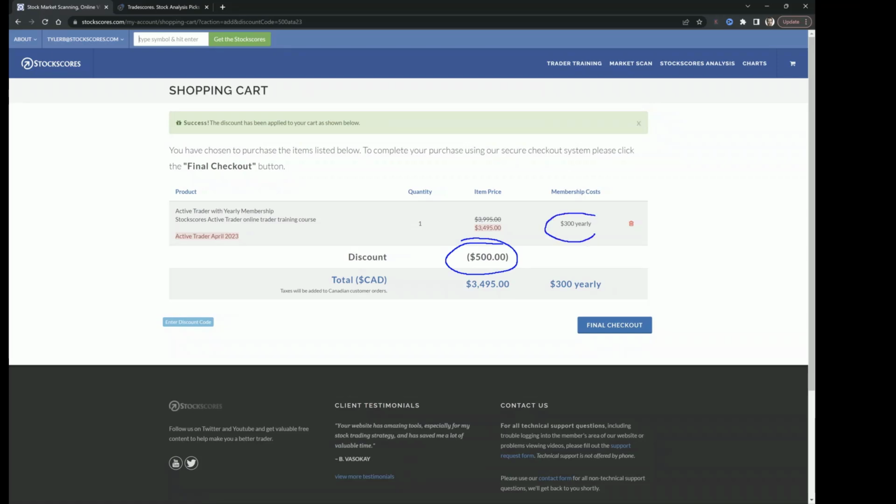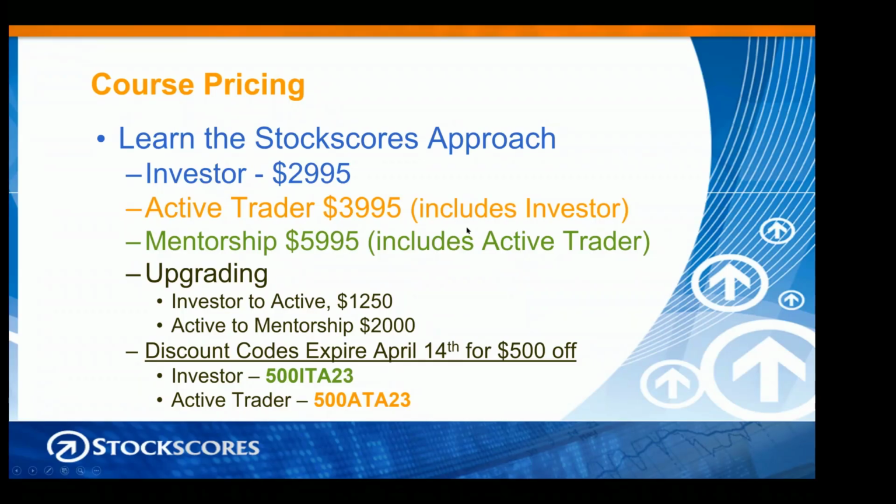You'll see here it says 300 yearly. That doesn't start until 6 months after, and you don't have to do that. If you want to cancel that, certainly you can do that easily. But that's your annual fee to keep your access to the tools. Okay, if you wanted to buy the investor course, you can do it that way as well. Just choose the investor course.